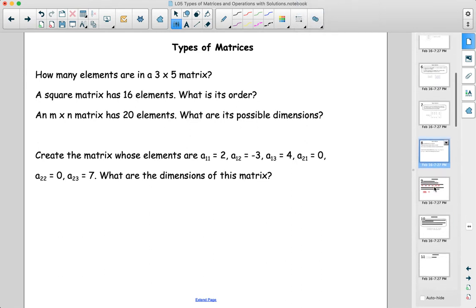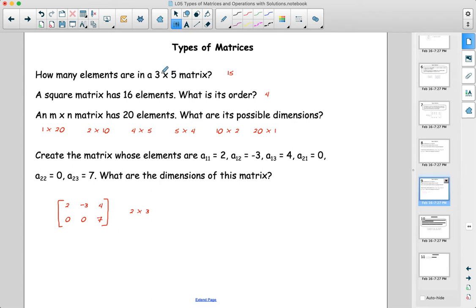All right, taking this up. How many elements in a 3 by 5 matrix? Well, 3 times 5 is 15. Not surprisingly, 15 elements. A square matrix has 16 elements. What's its order? Its order must be 4. It must have been a 4 by 4 matrix. If a matrix had 20 elements, what are its possible dimensions? Well, we're looking for factors of 20. We could do 1 by 20, 2 by 10, 4 by 5, 5 by 4, 10 by 2, or 20 by 1. Those are all the possibilities.